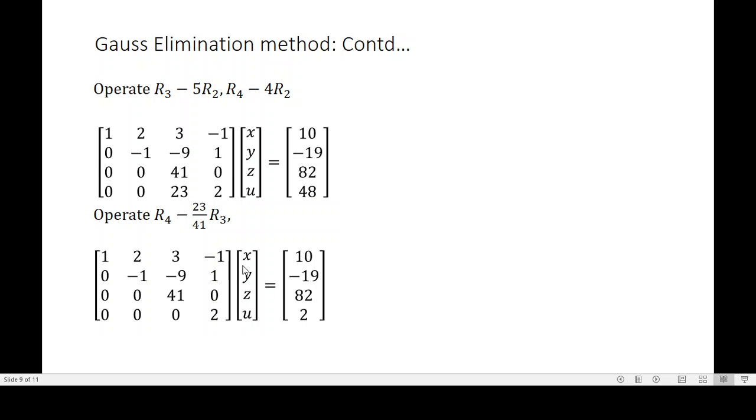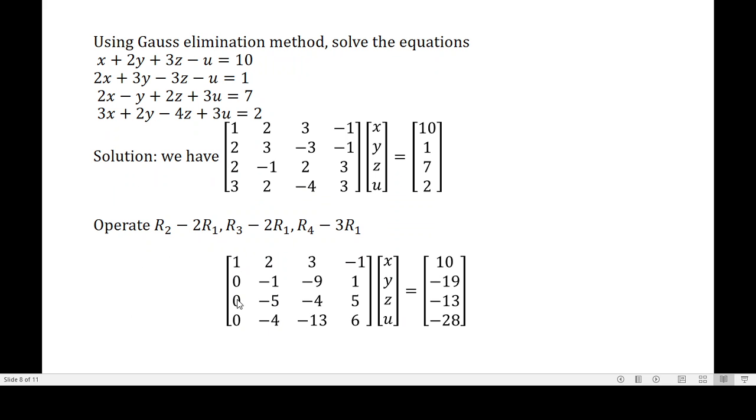Next is, look at this. This element is minus 4. So in order to make this element 0, we multiply R2 by 4 and subtract it from R4. So the next row operation is R4 minus 4R2. R4 minus 4R2 gives minus 4 plus 4. So this is equal to 0.